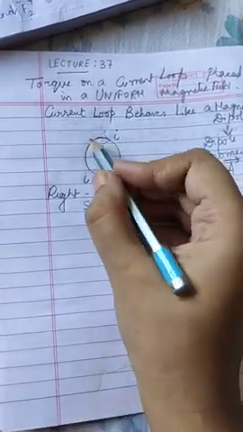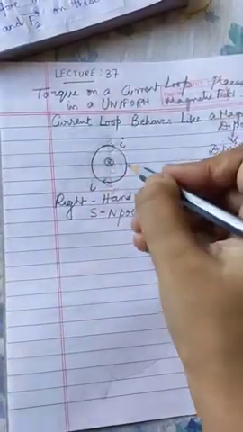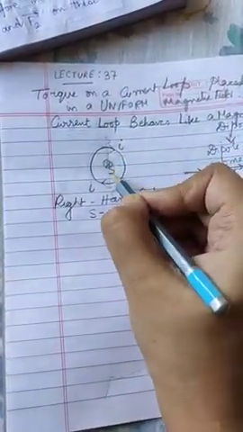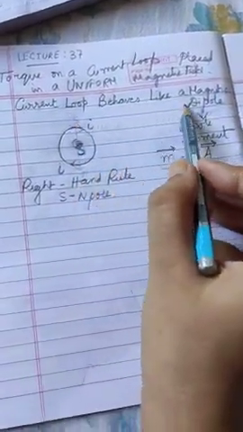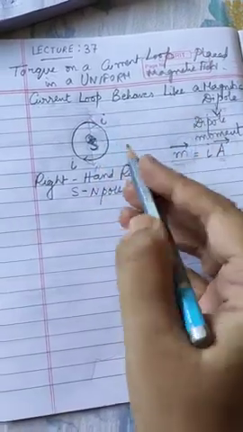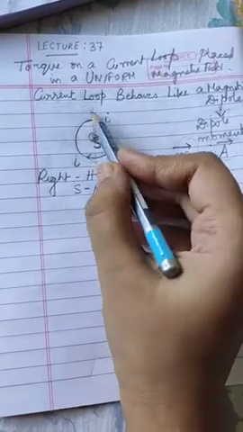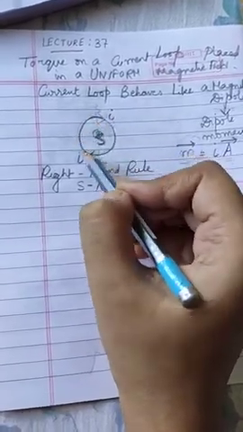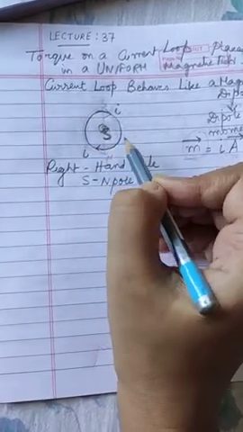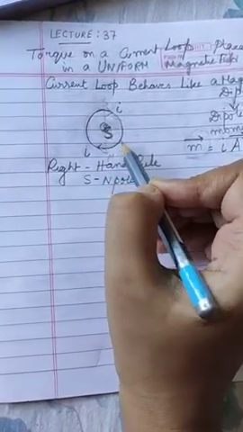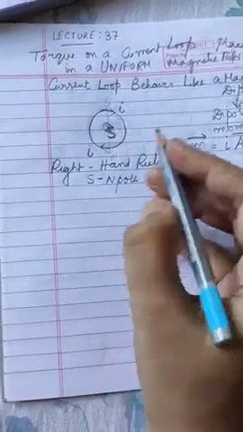So this face of the loop is the south pole and the other face of the loop, the back face, is the north pole. So this is how a current carrying loop behaves like a magnetic dipole. Now torque on a current carrying loop. If this current carrying loop behaves like a magnet and it has got a magnetic field of its own, then when it is placed in an external magnetic field, how is this loop going to behave? What will happen to such a loop?